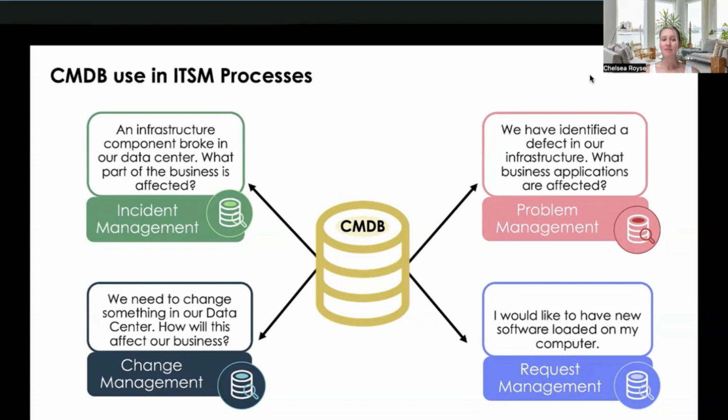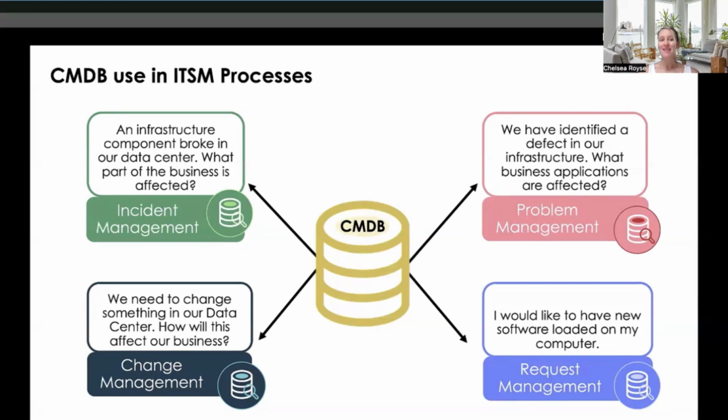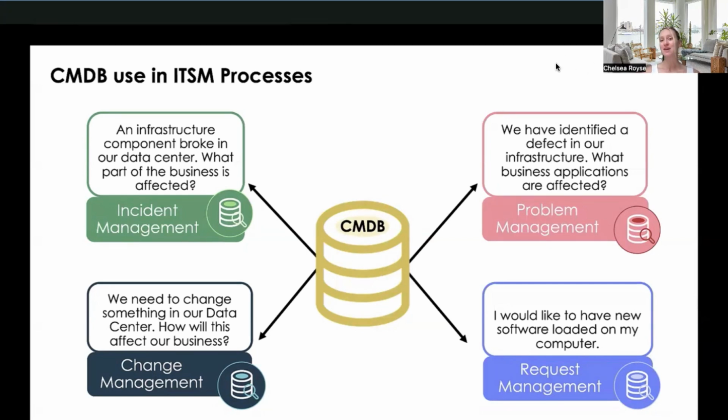So incident management, that could be where something might be broke in a data center. For change management, that could be, okay, we identified we need to go ahead and change something in our data center. Problem management, that's where you've identified a defect in your infrastructure, so things that happen continuously. And then request management, okay, you need new software loaded into XYZ to help solve it. That's an example of a CMDB used in an ITSM process.